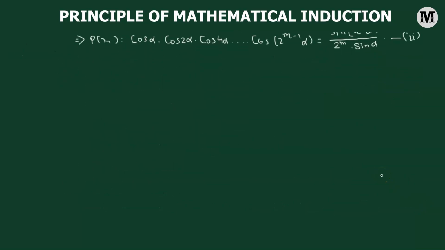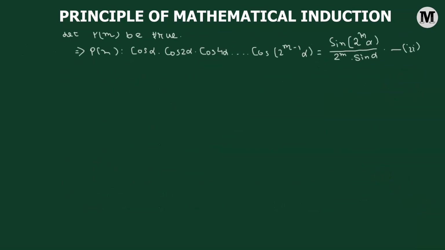Now using this statement, our goal will be to show that P of m plus 1 is true. So to verify, this is what we need to do. We need to verify that P of m plus 1 is also a true statement. Now, what is P of m plus 1? So let's try to understand this.